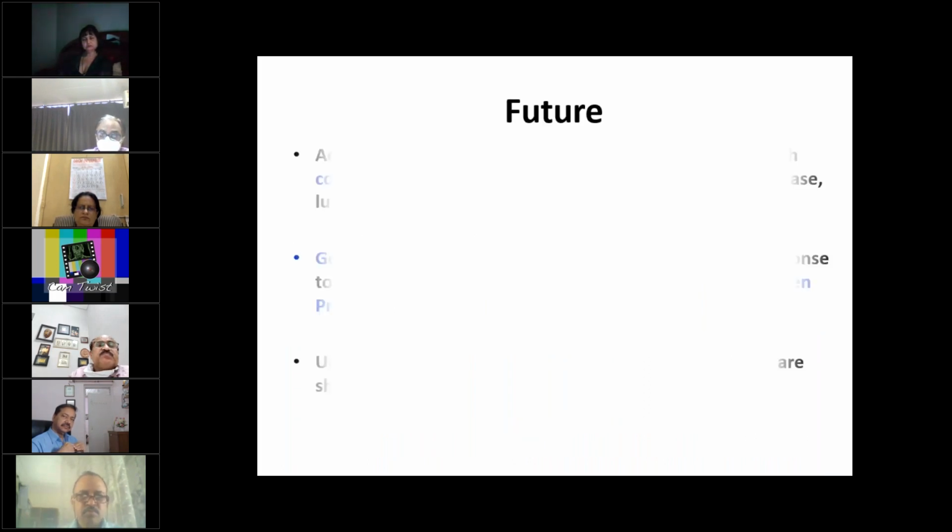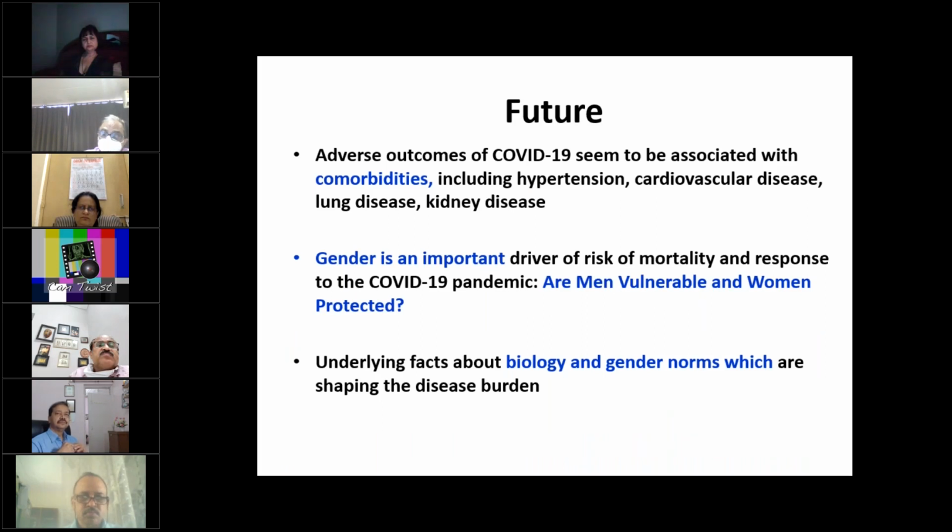And the future, what does it hold for us? We need to understand more mechanistic explanations of why these comorbidities contribute to bad outcomes. Is gender really an important driver of the risk of mortality? And we need to understand more facts about the biology and gender norms which are going to shape the outcomes of this pandemic. Thank you.